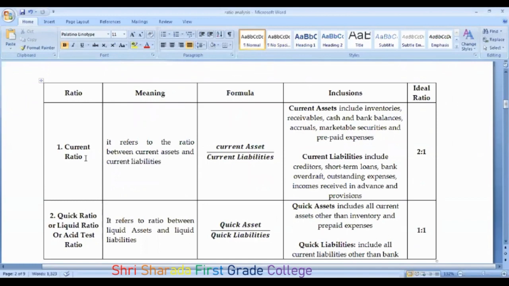So these are the kinds of ratio we will discuss, and also the formula we will discuss, and the inclusions we will discuss, and the ideal ratio. Before moving to anything, we shall see what actually this ideal ratio is. Ideal ratio is nothing but a stark indication of the financial soundness of a business concern.